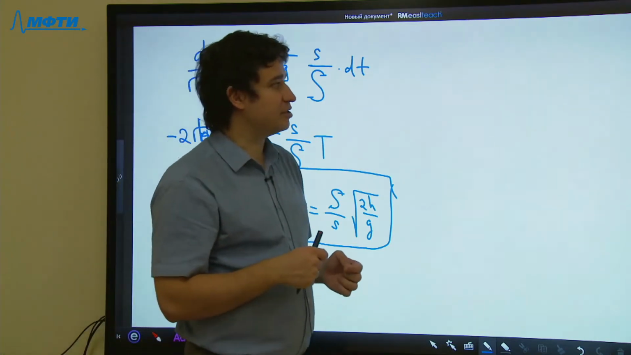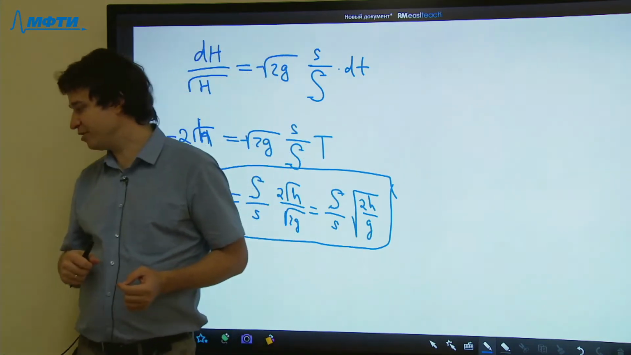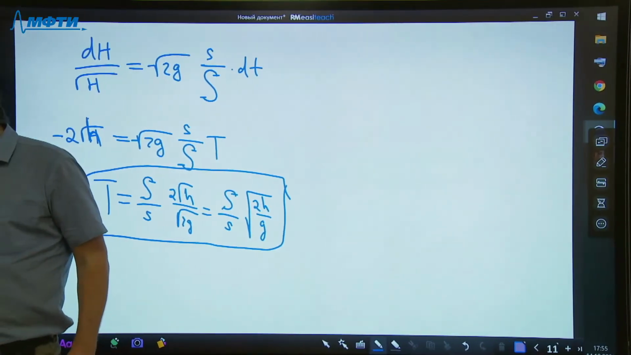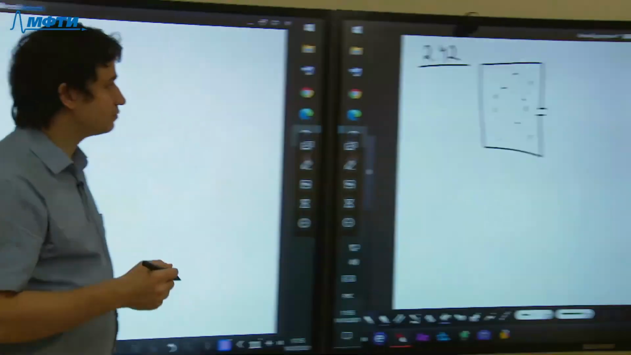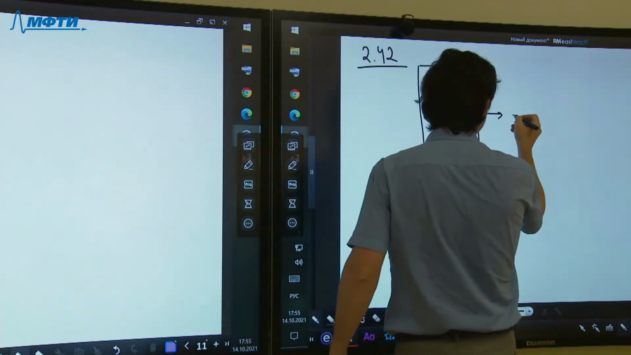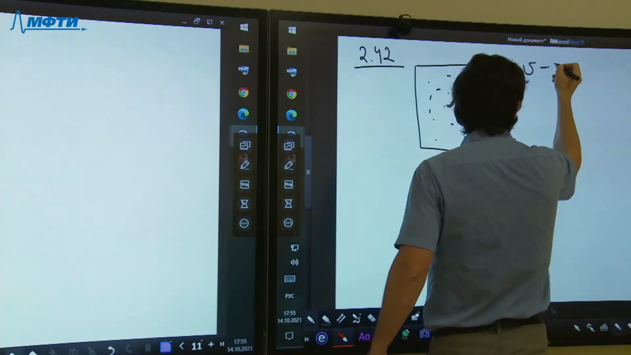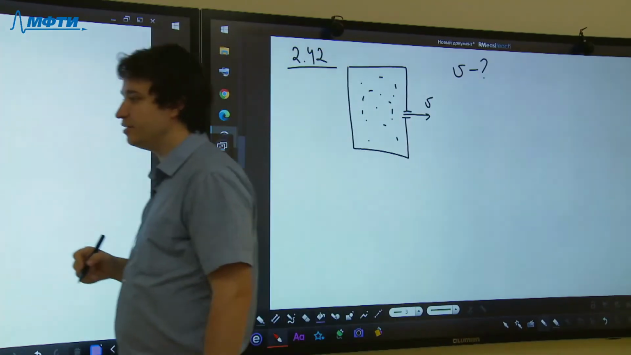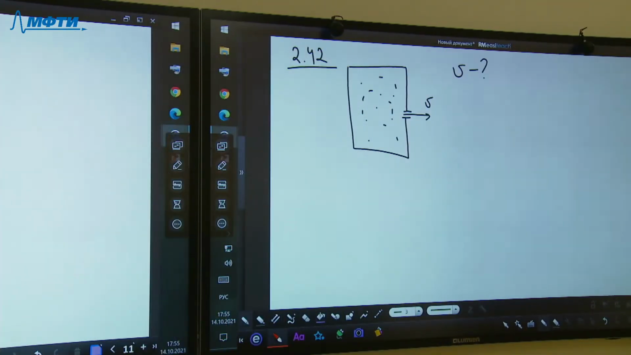So now we need to understand the physics of this problem. So when we have this kind of a hole, we need to calculate the flow rate, V.